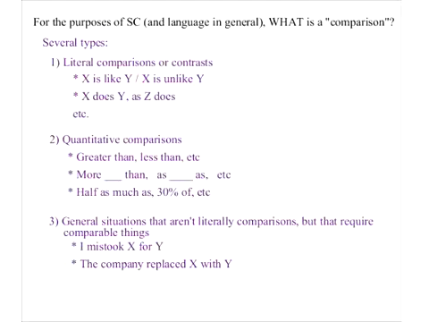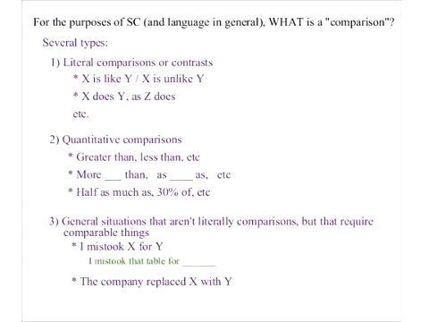Let's examine this. I mistook X for Y is not actually a comparison, meaning I'm not really comparing X and Y in any sort of way. But here's an example to get you thinking about what I mean here. If you say, I mistook that table for something, what has to go in that blank?